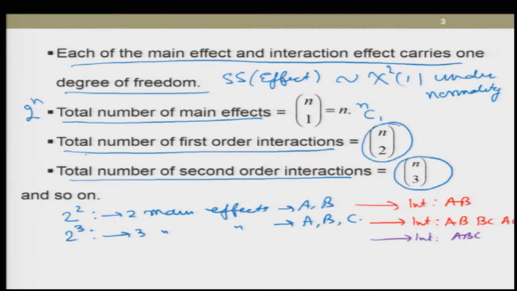Similarly, if you try to increase the order of the factorial, like 2 to the power of 4, there are going to be 4 main effects A, B, C, D. There are going to be 2 factor interactions like AB, BC, AC and so on. There are going to be 3 factor interactions ABC, BCD and so on, and there is going to be a 4 factor interaction ABCD.